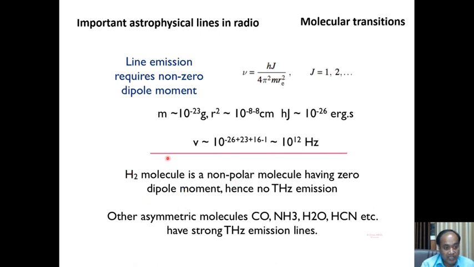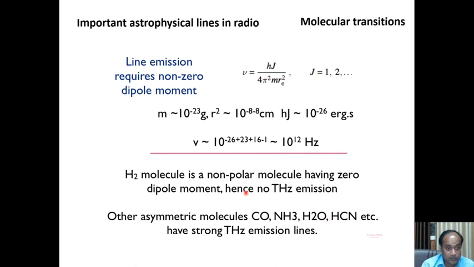Now we know that hydrogen is the most ubiquitous element, but the hydrogen molecule does not have any dipole moment, because it's a symmetric molecule, so it has no terahertz emission. But wherever molecules are formed apart from hydrogen, such as carbon monoxide, ammonia, water, HCl, and all that, they have strong terahertz emission lines because they are not symmetric molecules and they have a non-zero dipole moment. And so these lines can be studied.